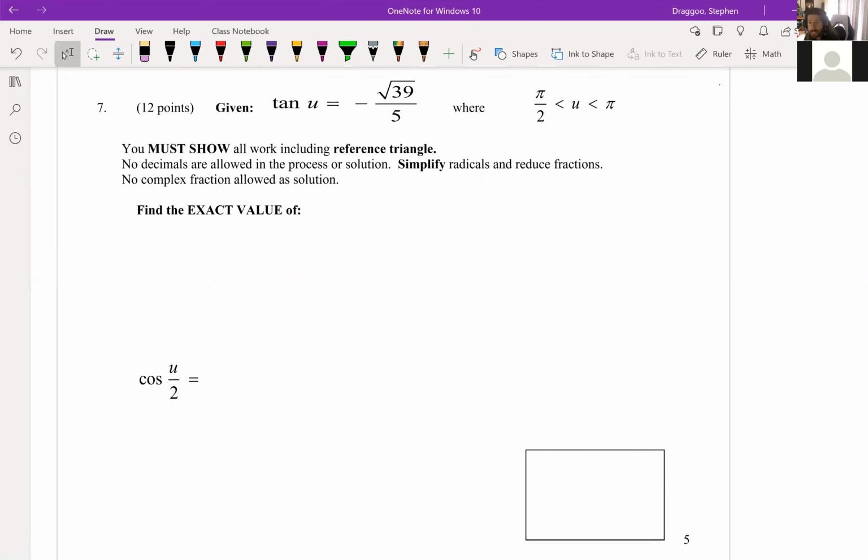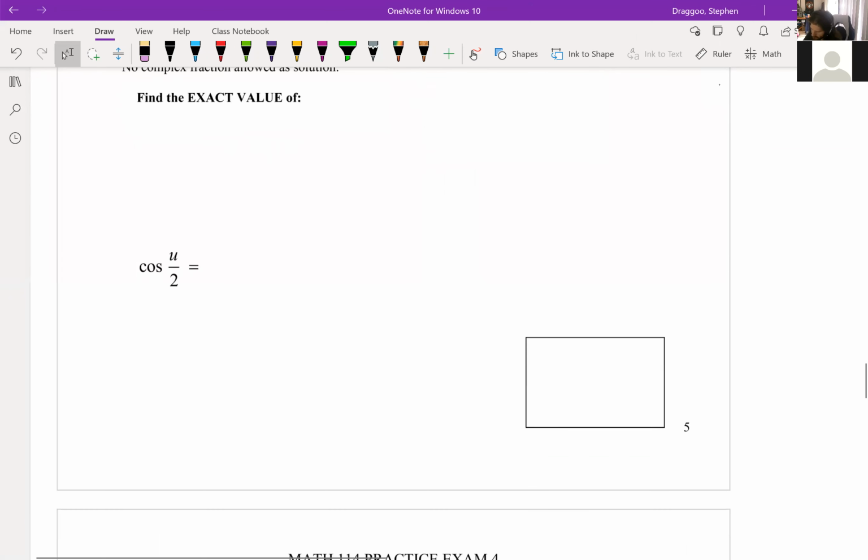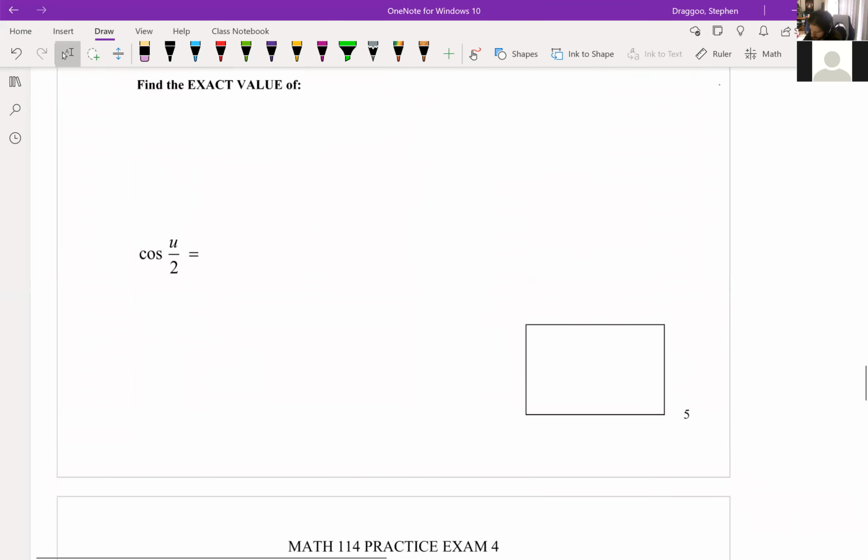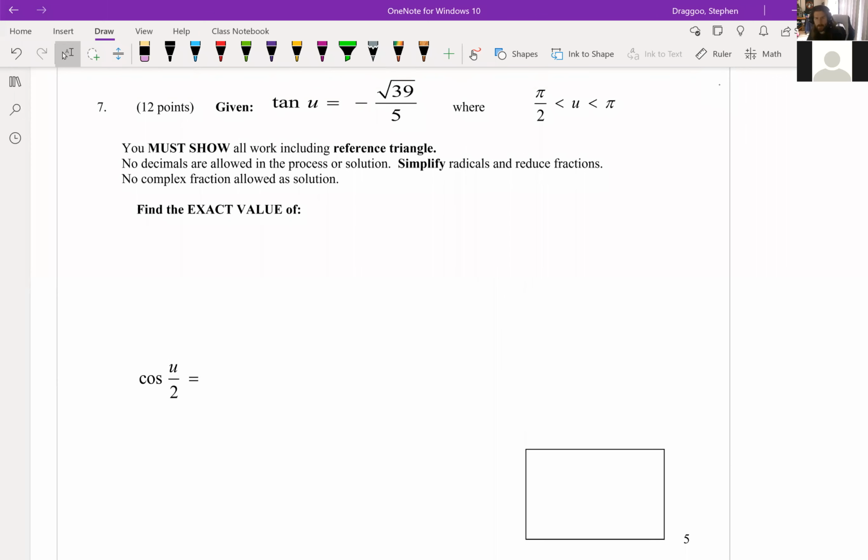Given that the tangent of u is equal to negative root 39 over 5, and u is in between pi over 2 and pi, we're going to look for the exact value of cosine of u over 2. Oh, and that's it. Thought I was asking more questions. But for starters, we're going to want to make ourselves a reference triangle for u. Notice over here, it tells us u is going to be in quadrant 2. U is in quadrant 2, so I'm going to put this one in blue.